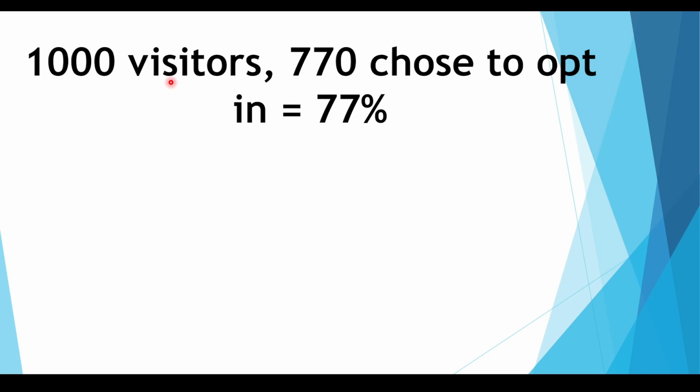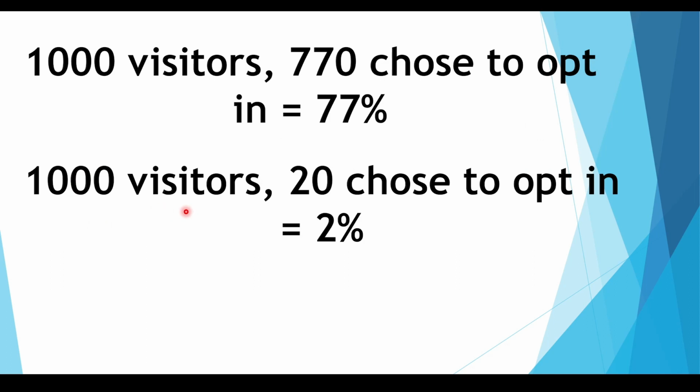So you have 1,000 visitors that visit your squeeze page. And out of those 1,000 visitors, 770 of them chose to opt in. In other words, they filled out the details on the squeeze page and they submitted it. So the opt-in rate, because 770 of those people out of 1,000 decided to opt in, your opt-in rate is 77%.